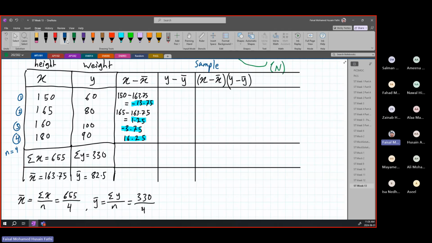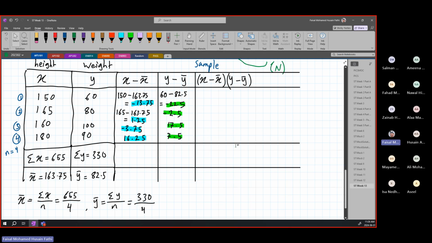And now we're going to do the exact same thing again for y. So y, in this case, is 60 for the first one, minus the average, which is 82.5. That is going to give us negative 22.5. And we're going to do the same for the next one, which is 80 minus 82.5, which is minus 2.5. 100 minus 82.5, which is 17.5. And 90 minus 82.5, which is 7.5. All right. So again, so that there's no confusion, these are the values that we got.